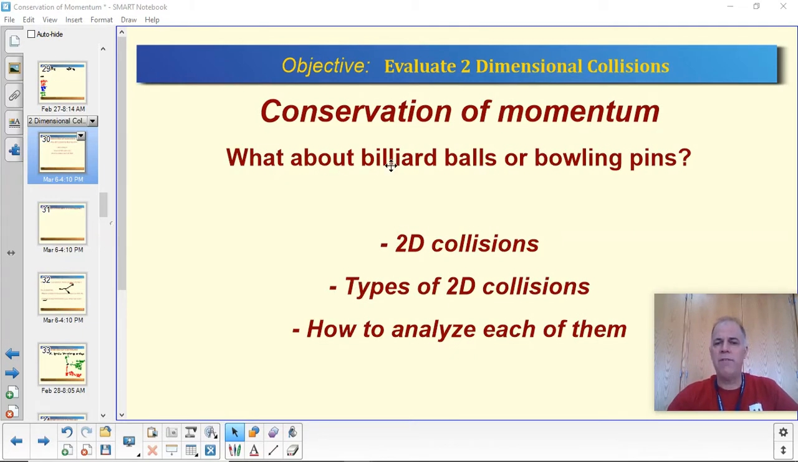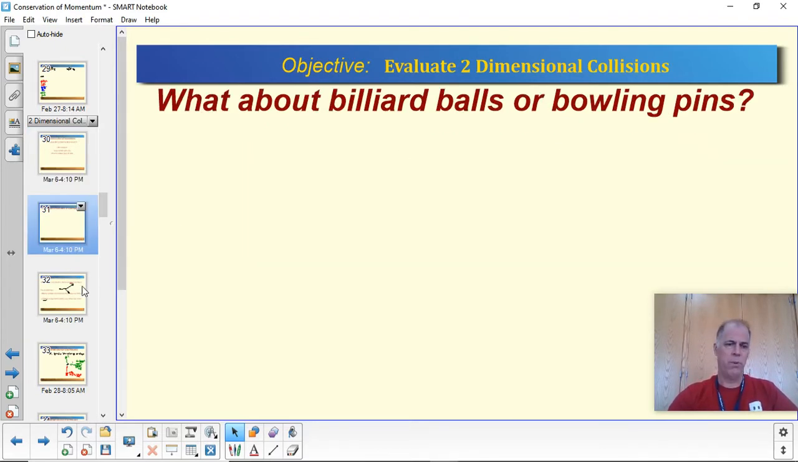So we're thinking of things like billiard balls or bowling pins after a bowling ball hits them and sends pins flying in different directions. How do we handle those things? So we're looking at different types of two-dimensional collisions, and then we'll see how to analyze each of them. Okay, so what about billiard balls and bowling pins?